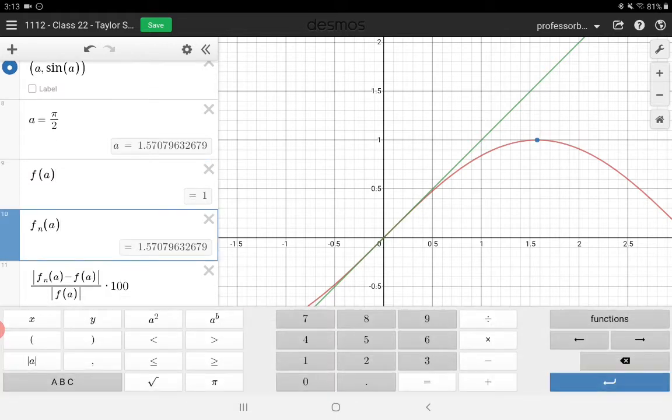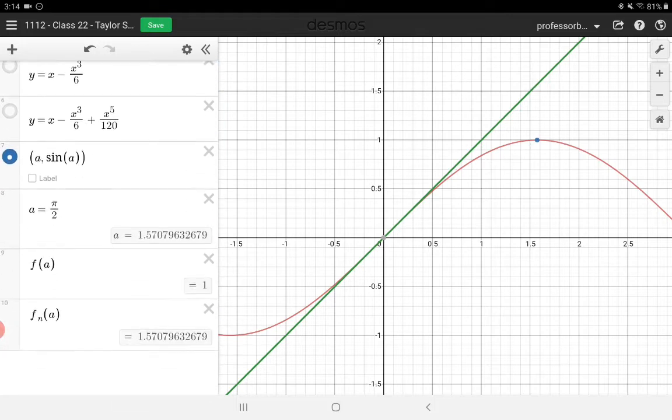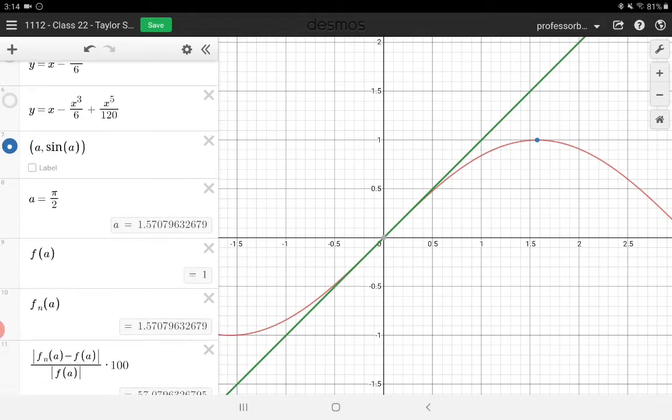And now what I have down here when it says F sub n of A, it tells you the green curve's prediction of what happens when I plug in the same A. So when I plug in pi over 2, the output of the straight line y equals x is going to output pi over 2. And so that's this point up here around 1.57 or so.